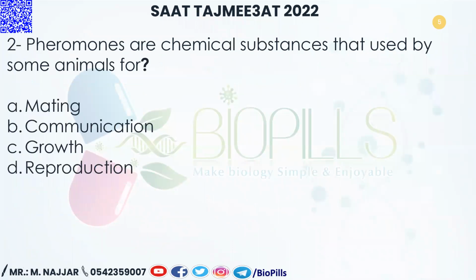Question number 2. Pheromones are chemical substances that are used by some animals for A, mating, B, communication, C, growth, D, reproduction. By the way, it's not considered a new question, but the rephrasing here is a little bit different, and he brought something that is much more common, and he wants to make it a little bit confusing for some of you. So pay attention.